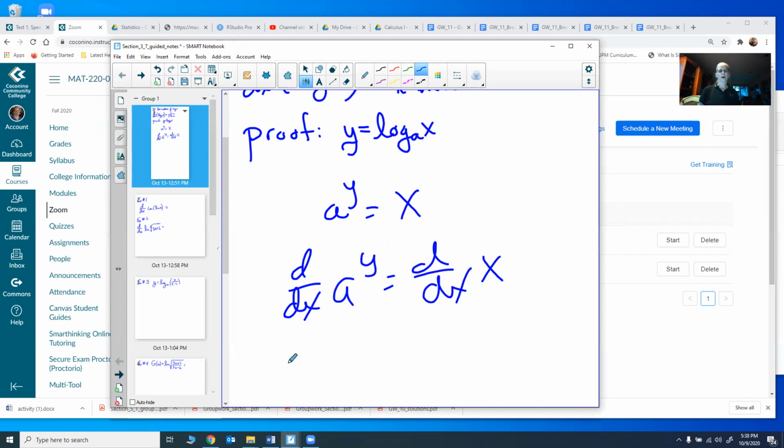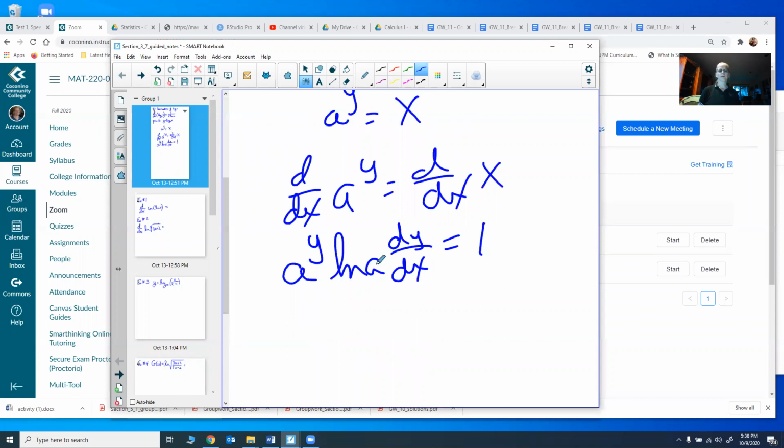The derivative of a to the y, we know that. That's a to the y times the natural log of a. But because of implicit differentiation, this is the derivative of the outside. Then we're going to multiply that by the derivative of the inside. And we don't know the derivative of y with respect to x. The best we can write is dy dx. That equals the derivative with respect to x of x, which is just 1. All right, so we just need to solve for dy dx. dy dx is equal to 1 over a to the y, natural log of a.